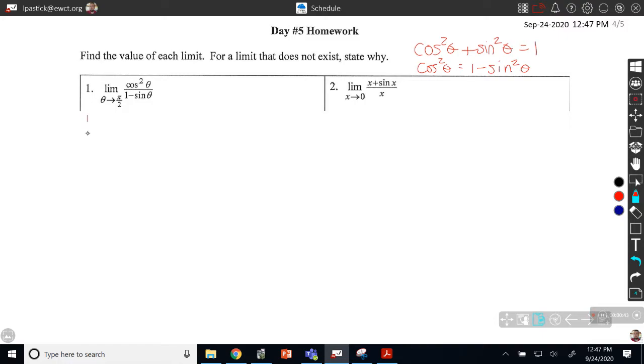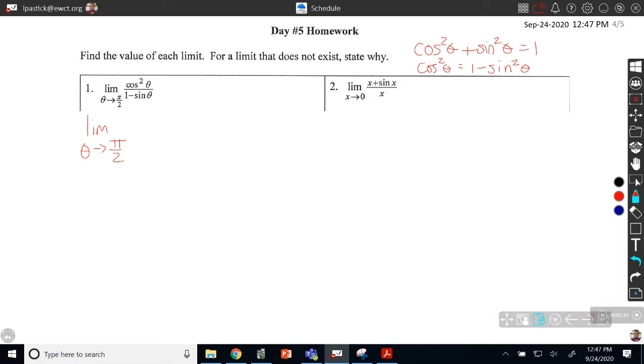So what we got is the limit as theta approaches pi over 2 of cosine squared theta over 1 minus sine of theta. So I see cosine squared, my brain immediately goes to the Pythagorean identity. Backtracking a little bit, of course, first you want to plug in pi over 2. When you plug in pi over 2, you're going to get 0 on top and 0 on the bottom, which is indeterminate form, so we've got to rewrite.